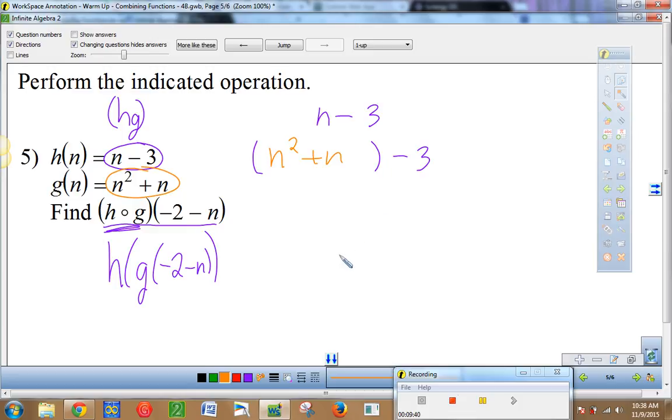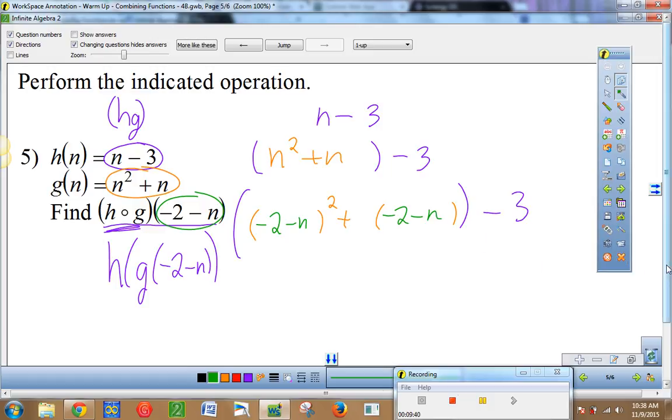What of that is going to get replaced? Anywhere there's an n. So I've still got something squared plus something, and I've still got my minus 3. You see the steps? And what goes in there? Negative 2 minus n. So now you're just playing a game of simplifying. What's the first thing you can do?